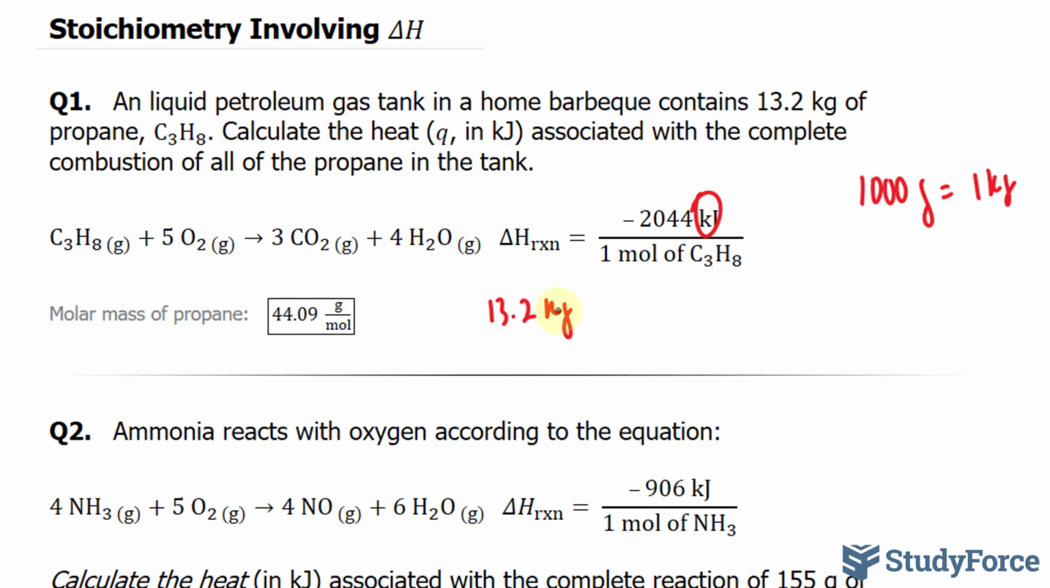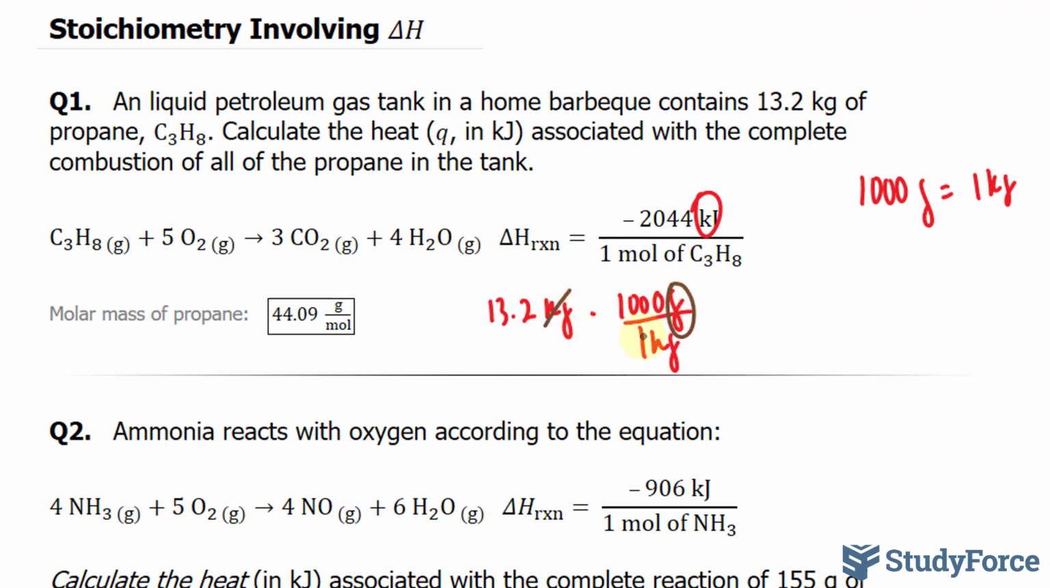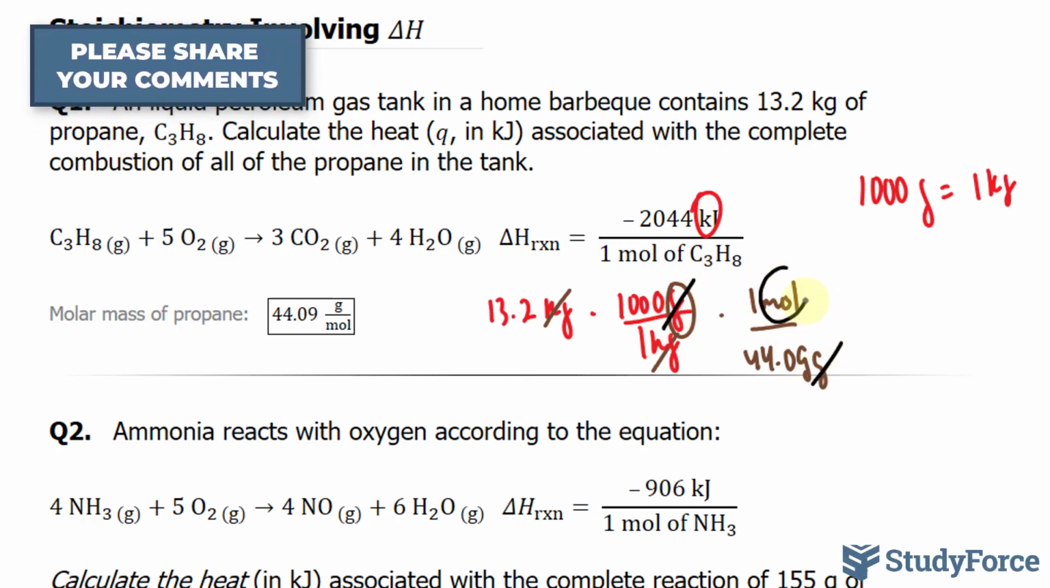Let me show you. I'll take 13.2 kilograms multiplied by 1 kilogram equates 1,000 grams. This will give me the number of grams, my mass in grams. Once I've done that, I'll multiply the product of these two by 1 mole per 44.09 grams. The reason why I'm doing it this way is so that the grams here and the grams here cancel out, leaving us with moles.